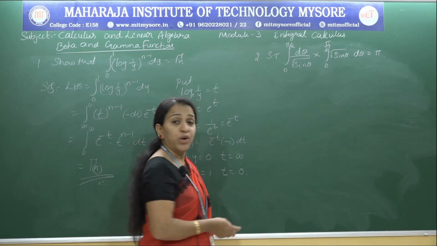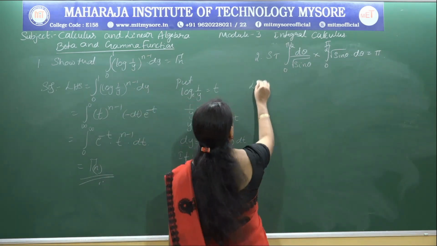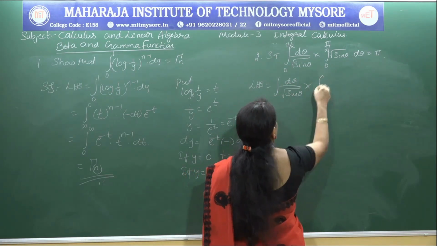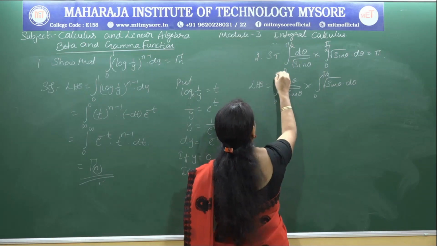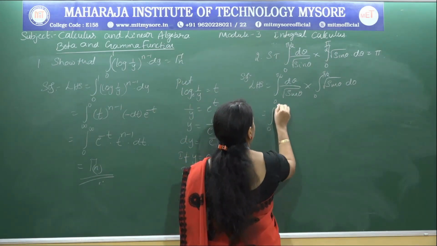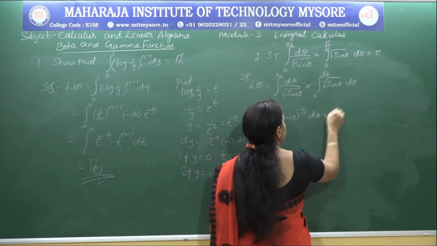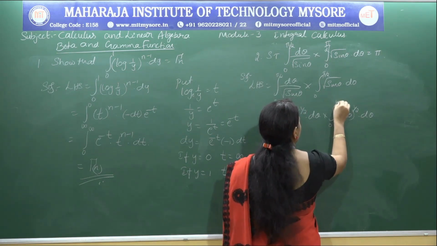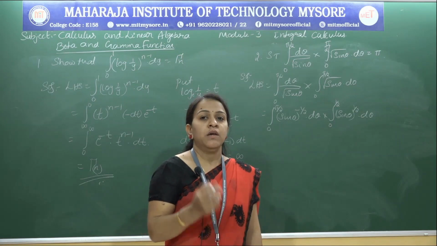So, now whenever we have a trigonometric function, of course, we have to write that in terms of beta, okay? So, consider the LHS part. That is integral d theta by root sin theta into integral of root sin theta d theta between the limit 0 to pi by 2. So, I will rewrite that. That is integral 0 to pi by 2 sin theta to the power of minus 1 by 2 d theta into integral of sin theta to the power of 1 by 2 into d theta between the limit 0 to pi by 2.